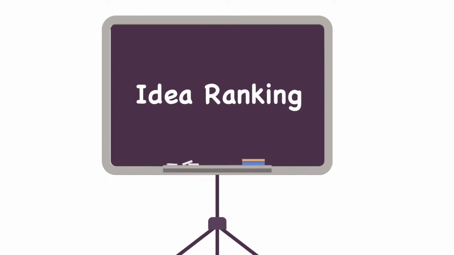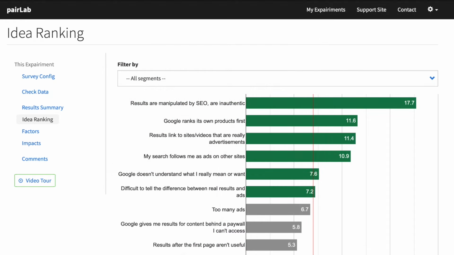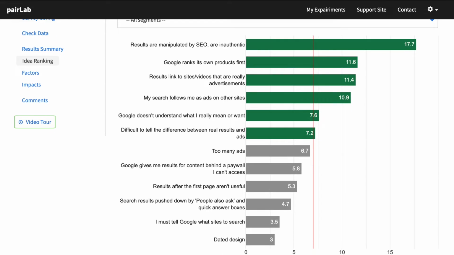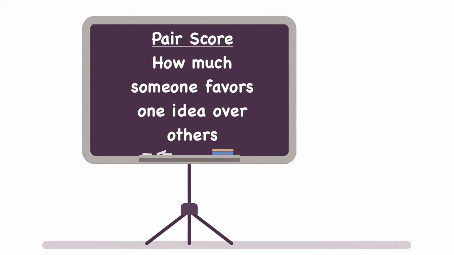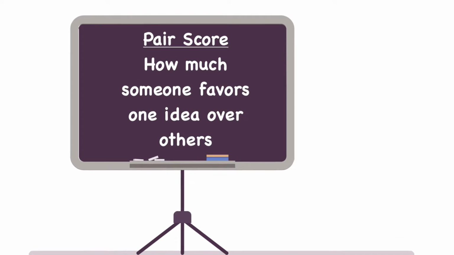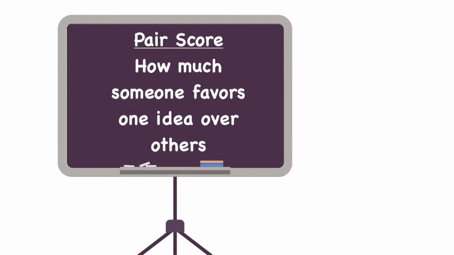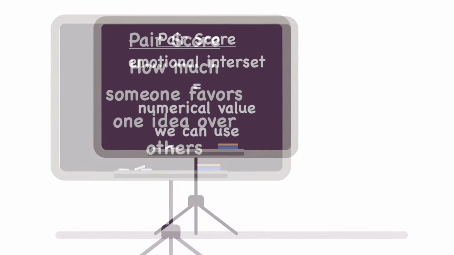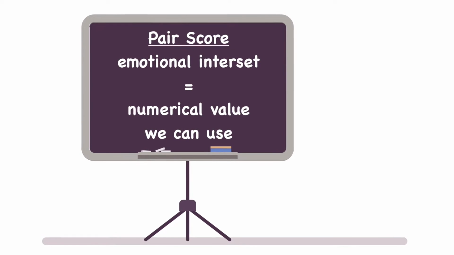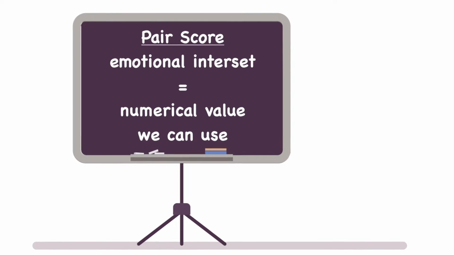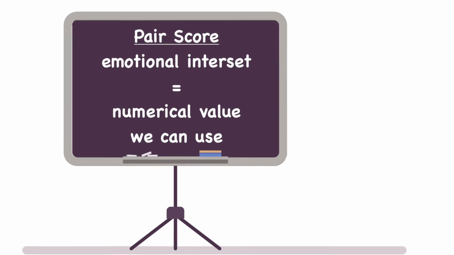Let's break that down. Ideas in rank order are what you'd expect them to be. The number 1 idea followed by the number 2, followed by number 3, and so on. But how does pairLab put your ideas in order from first to last? It uses pair scores. Pair scores are unitless measures that represent the depth to which users favor one idea over all others. We can think of pair scores as a reflection of passion, or interest, or importance, or preference. pairLab translates these emotions into numbers, making ideas comparable mathematically. That's what a pair score is.